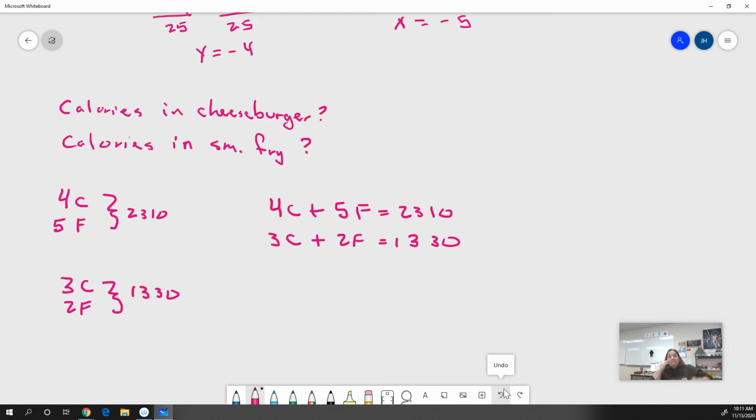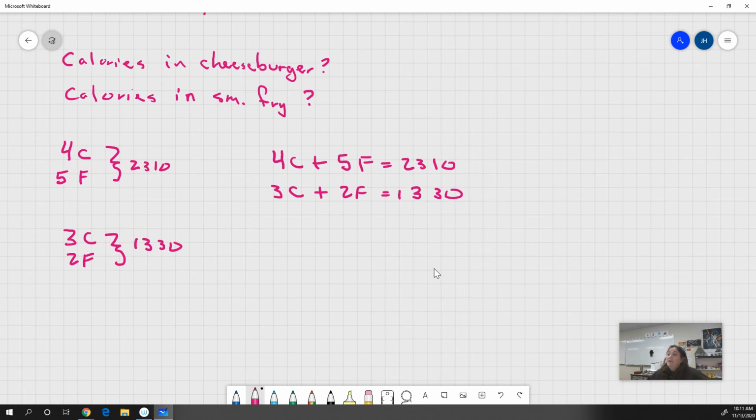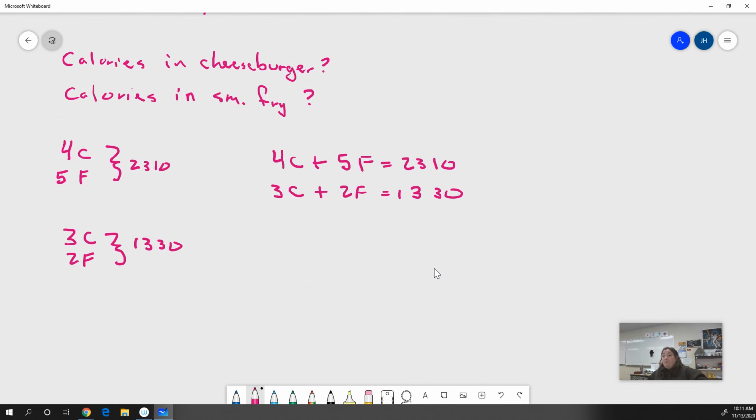What we have here is a system of equations. If we find out what C is, it will tell us how many calories are in a cheeseburger. If we find out what F equals, it will tell us how many calories are in a small French fry. But if I look at these equations that I have set up, I can't multiply 3 times anything to get 4, and I can't multiply 2 times anything to get 5.